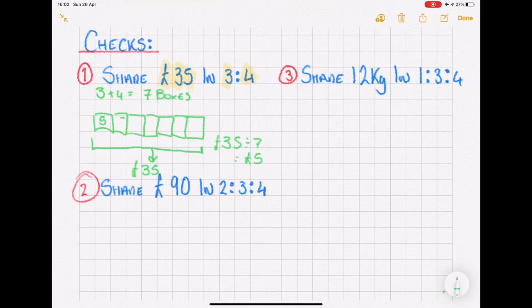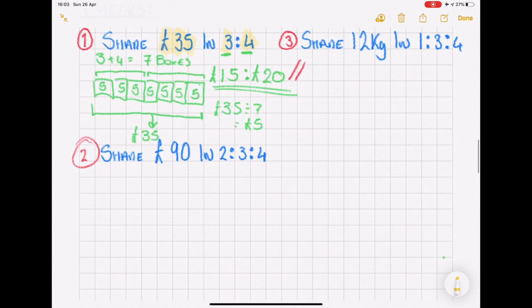So there's £5 in each box. And we're splitting it in the ratio 3 to 4, so that's 3 boxes to 4 boxes. And 5 plus 5 plus 5 is £15. I'm just going to put this over here, £15. And 5 plus 5 plus 5 plus 5 is £20. So that's our final answer over there. Sharing £35 in the ratio 3 to 4 gives us £15 to £20. Okay, fantastic. If you got that, give yourself a few ticks for that.